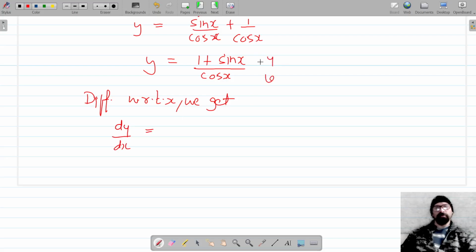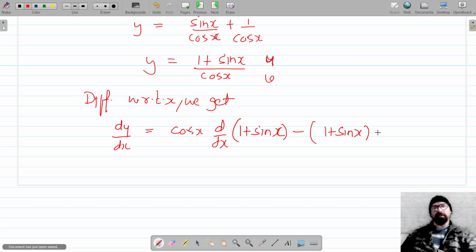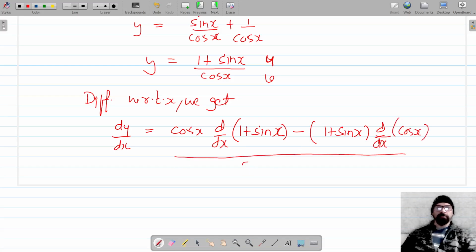okay, we are going to use the quotient rule here. So this is U and this is V. So the quotient rule says it's V into differentiation of 1 plus sine x minus 1 plus sine x, the differentiation of cos x on cos square x.